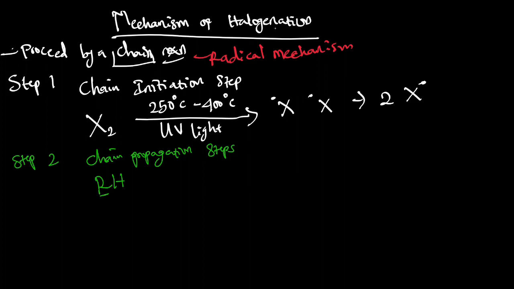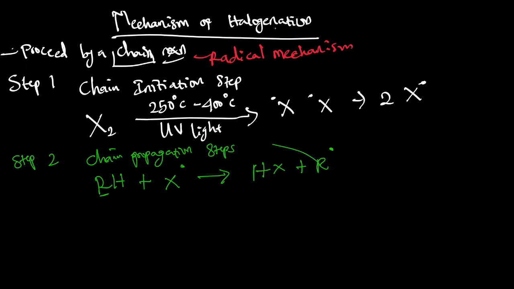Why can it be represented like this? This R is an alkyl, which is CnH2n+1, and with this H it makes CnH2n+2. So this is an alkane, right? So if this X radical was to come here, we have something like X plus RH, giving HX plus R, forming another radical.